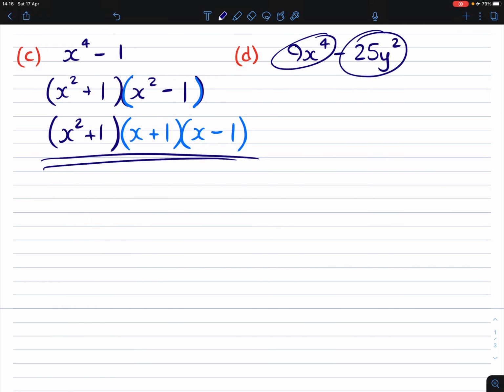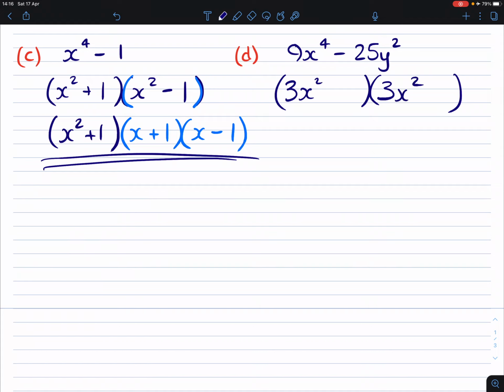Next term. Nothing in common here. 9 and 25 don't share any factors. Only x's in the first term, only y's in the second term. Square roots of these are a bit more complicated to figure out, but they're still nice if you look at them individually. Square root of 9 is 3 and 3. Square root of x to the power 4 is x squared and x squared. Square root of 25, 5 and 5. Square root of y squared is y, so y and y. 1 minus, 1 plus.